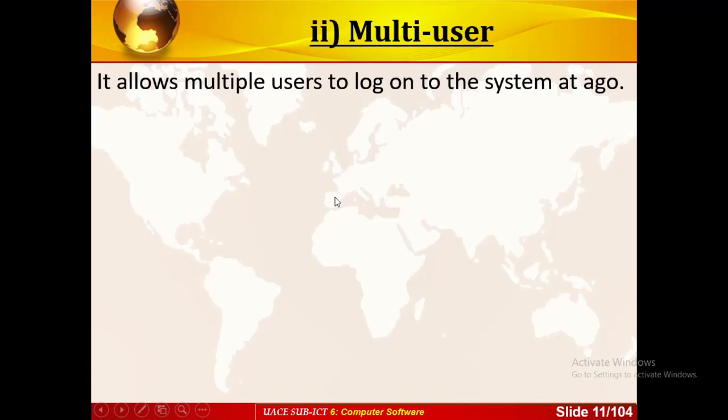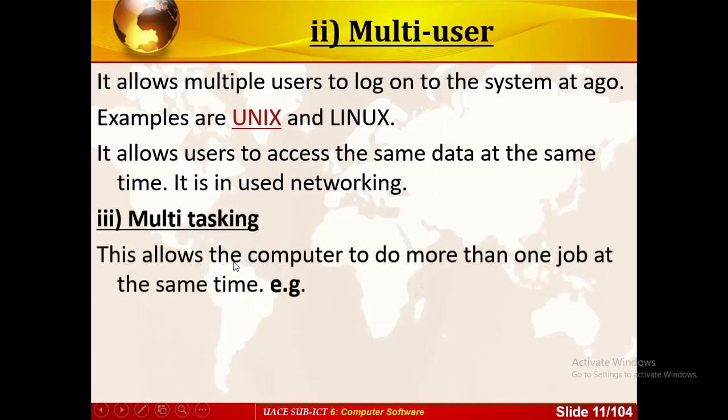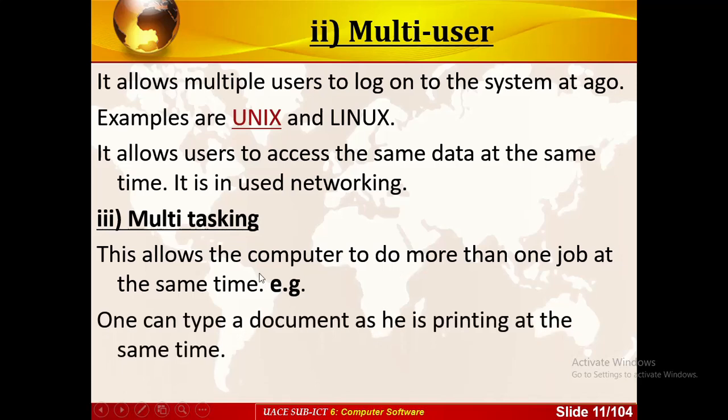Then multi-user allows many users to go into the system at a go. Here examples are Unix and Linux. It allows you to access the same data at the same time. It's really networking also, because multi-user multitasking allows the computer to do more than one job at the same time. One can type a document while printing the data at the same time.